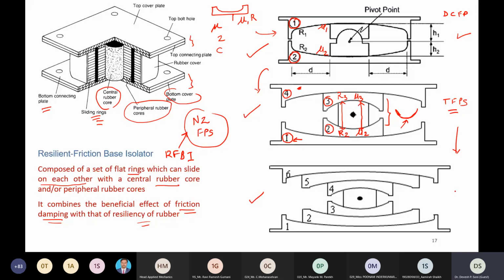The latest version of multiple sliding surface is QTFP, called the quintuple friction pendulum system, in which we can see six surfaces, 1, 2, 3, 4, 5, and 6. Again, the properties of the third and fourth surfaces are kept the same, meaning R4, R3, mu4, mu3 are kept the same, so that they can be modeled by a single sliding surface. Finally, we have five surfaces: number 1, number 2, and here 3, 4, and 5. Therefore, it is called QTFP, quintuple friction pendulum system. This is regarding the multiple sliding isolation systems.